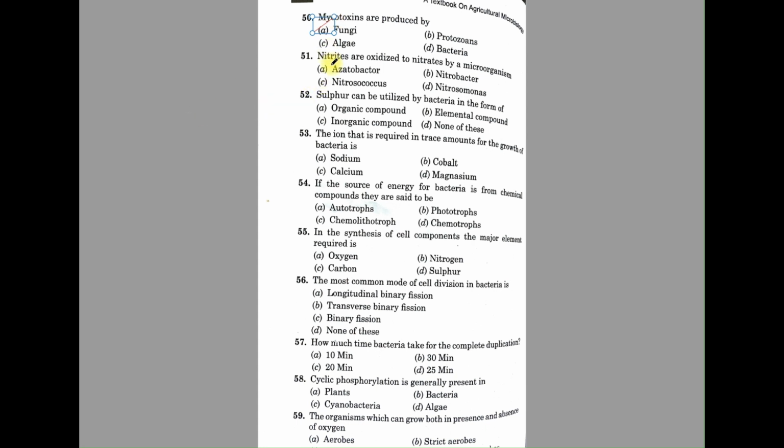Question number 51. Nitrites are oxidized to nitrates by a microorganism. A. Azotobacter. B. Nitrobacter. C. Nitrosococcus. And D. Nitrosomonas. The correct one is B. Nitrobacter. These are called the nitrite oxidizing bacteria. One example is Nitrobacter and another example is Nitrospira.